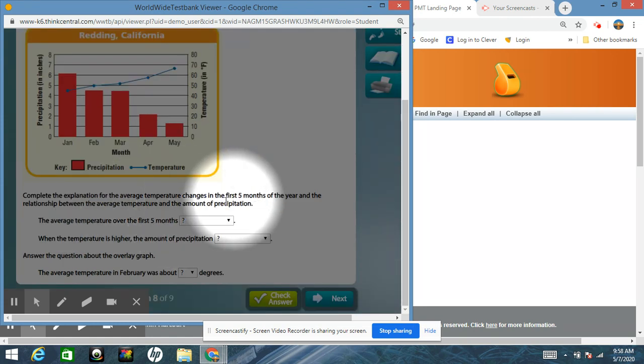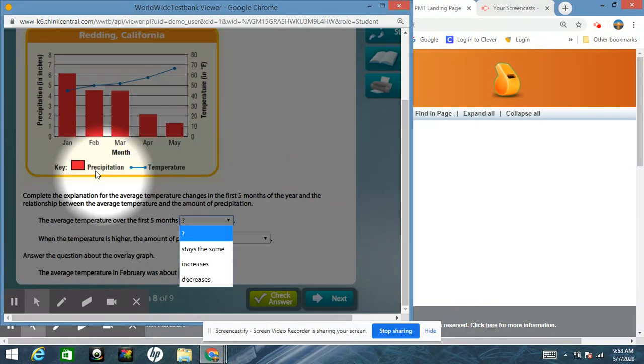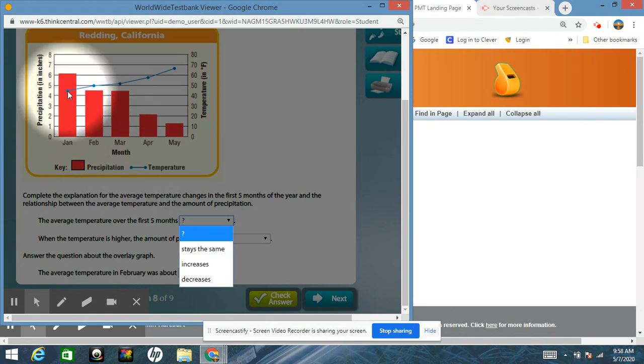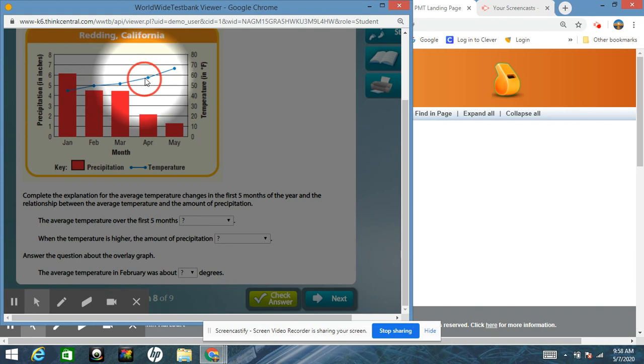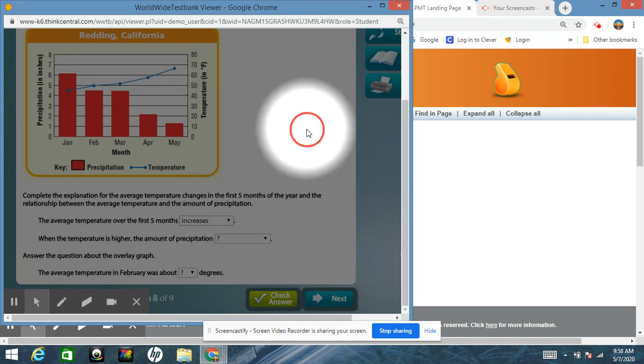In the first 5 months of the year, the average temperature over the first 5 months, what did it do? So the temperature, remember, we're going to be looking at the blue part right now. The first 5 months, here's January where it starts. If you follow the line, here's where it ends in May. That's the first 5 months. So look at this blue line. Is it going up? Is it staying the same, or is it going down? Well, hopefully you could tell it's going up. If it's going up, we know that means increase, okay?